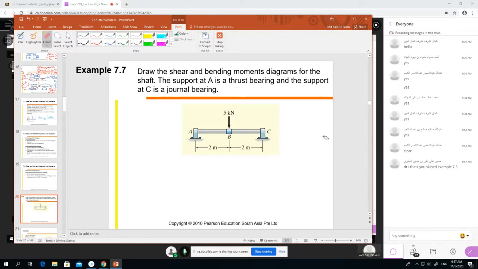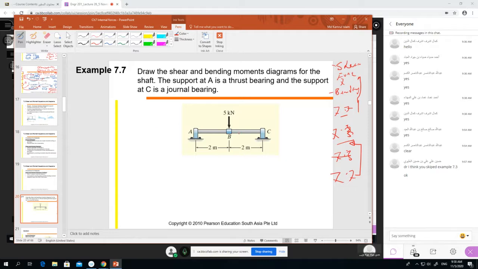First, our target is to learn how to draw the shear force, how to calculate the shear force, and how to find the bending moment. Now, if you know these things, you can solve 7.3 by yourself, right? Hussain Ali, are you clear?